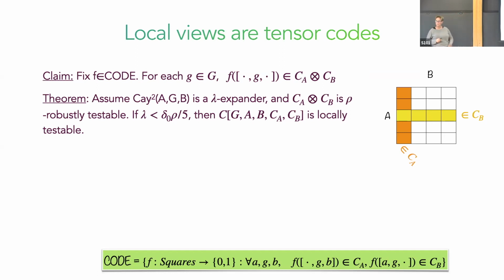Irit, you mean CA tensor CB is robustly testable via the natural tester? Of the random row, random column. Thanks. Yeah, that's true.